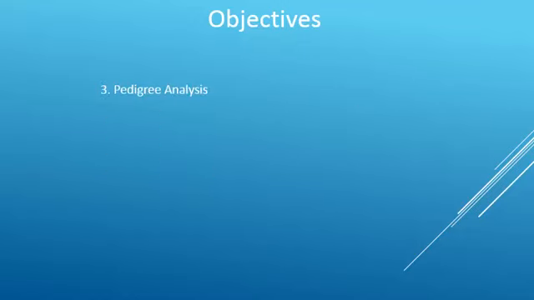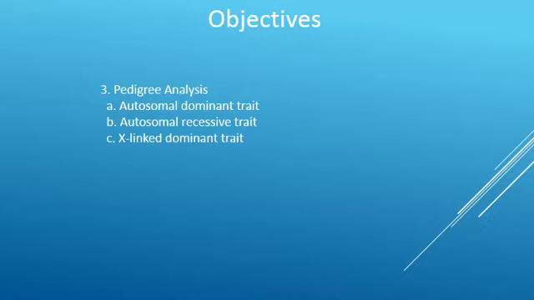And then finally, we'll do some pedigree analysis, and we'll make sure we can tell the difference between a pedigree that is showing an autosomal dominant trait versus one that shows an autosomal recessive trait versus one that shows an X-linked dominant trait and one that shows an X-linked recessive trait. We'll compare all of these and understand how to tell them apart.